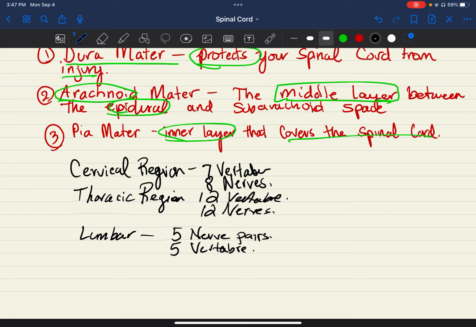We also have the sacral. Sacral, we have 5 vertebrae. And we have 5 nerve pairs. Okay.